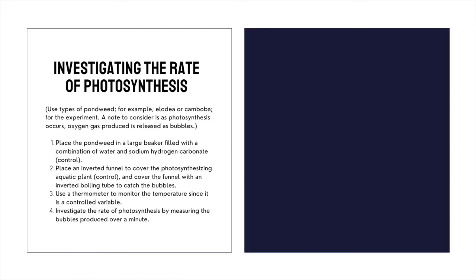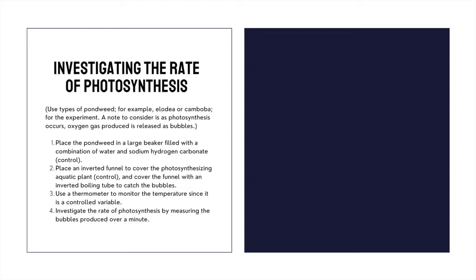Before we delve deeper, we must understand the basic investigation of the rate using types of pondweed, for example, Elodea or Cabomba. First, place the pondweed in a large beaker filled with a combination of water and sodium hydrogen carbonate, which is the controlled variable. Place an inverted funnel to cover the photosynthesizing aquatic plant, another controlled variable, and cover the funnel with an inverted boiling tube to catch the bubbles.